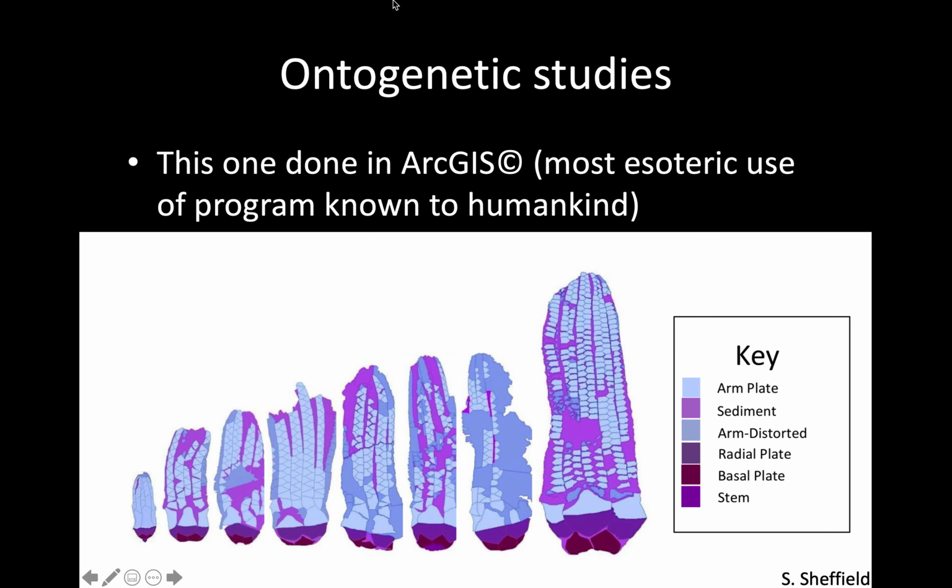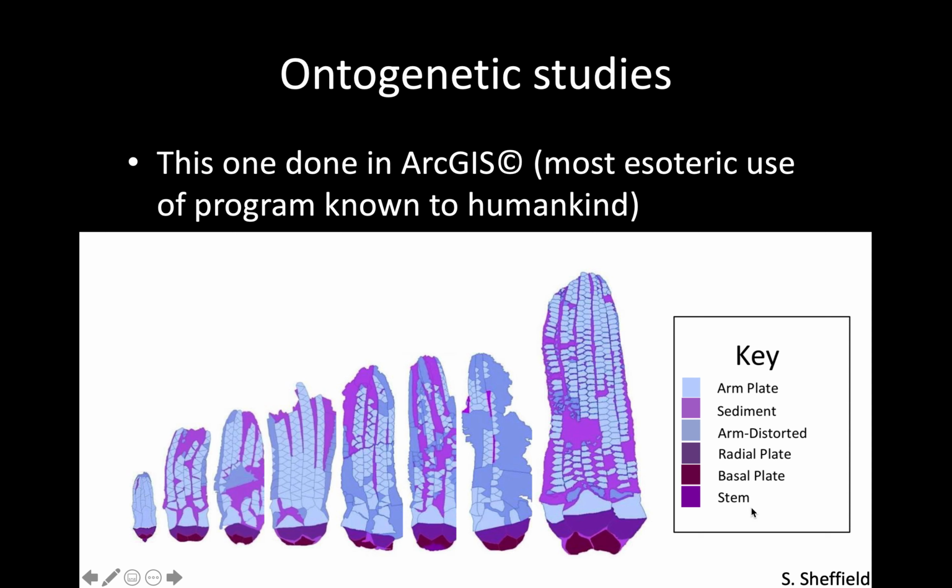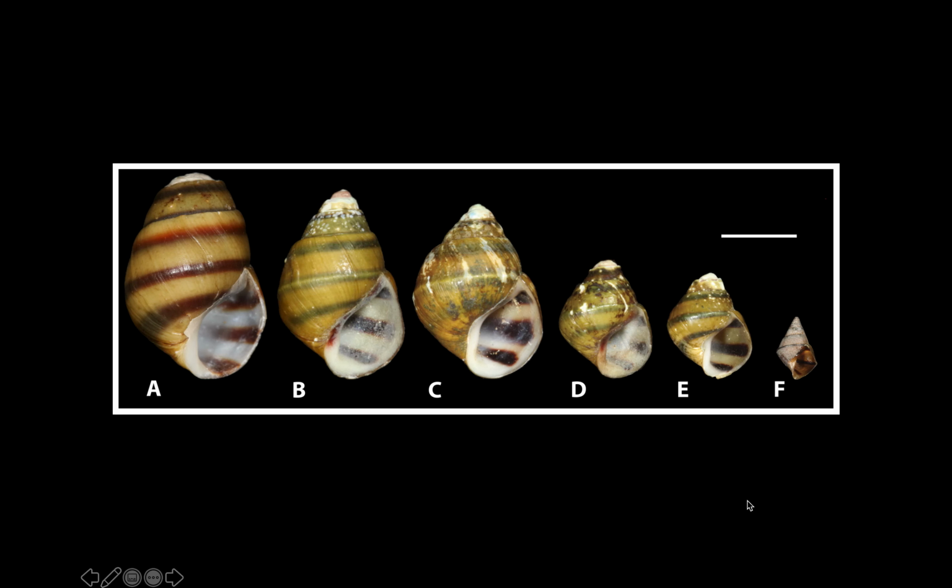So one of the things that we can do is we can track that change. This is an ArcGIS study that was done to track detailed area changes in plates through time. So here's the full growth series. I only showed you the first 3 of those, but you can go back and say, oh, look at those. They're like the exact same. All right. This is not a useful way to use GIS, but there you go. So we can actually track those types of growth changes.